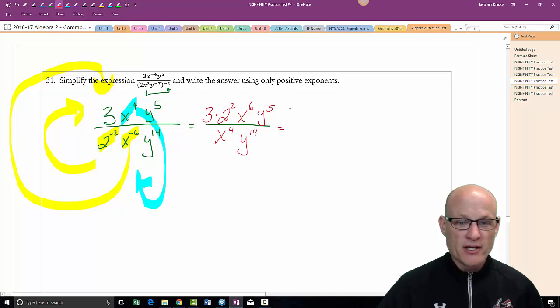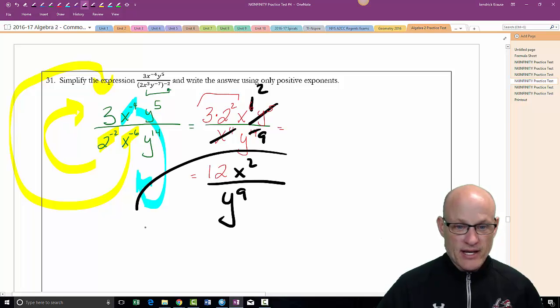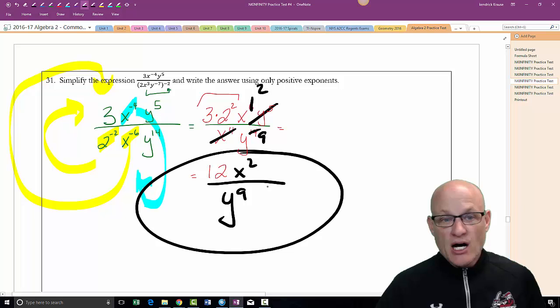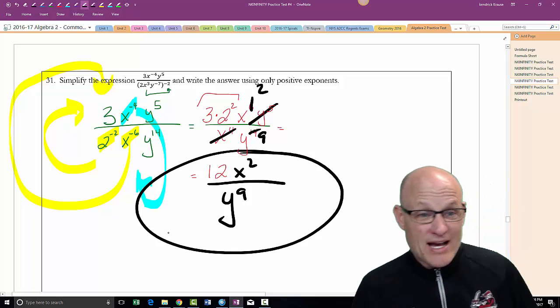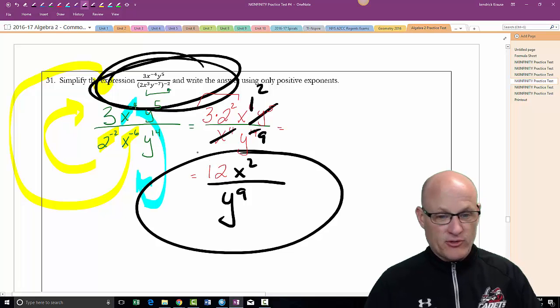All right, so in the numerator, this is 3 times 4, which is 12. The numerator has more x's. It's got 2 more, so that's going to be x squared. And get rid of 5 of those, and I end up with 9. Y to the 9th. Again, that can be checked by stowing a number in for x and y, typing in the original just as it appears, typing in my answer, and it appears to be the same.